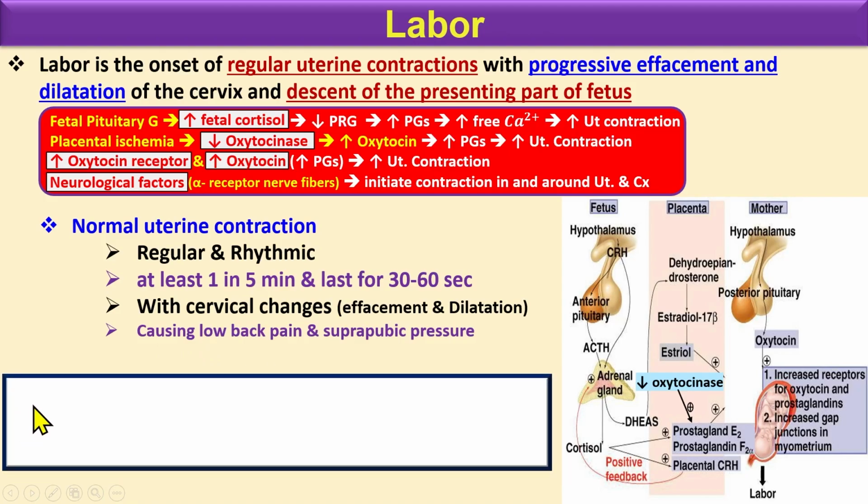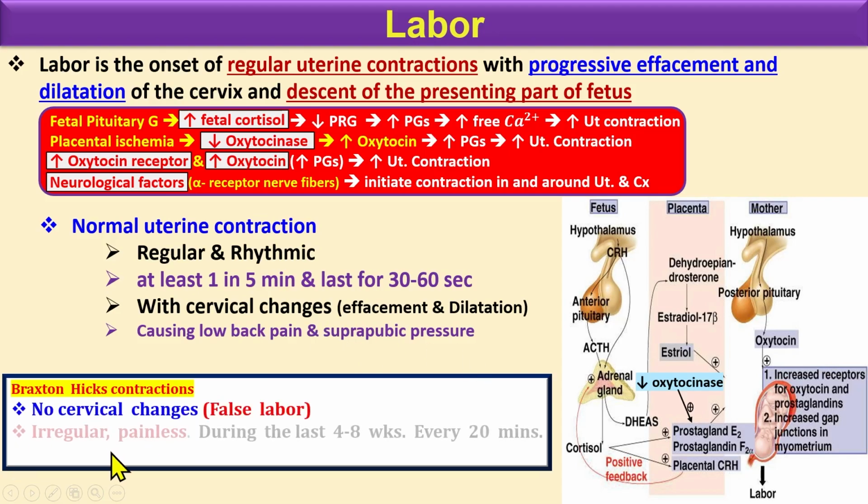Those are known as the Braxton-Hicks contractions. They actually prepare the cervix and uterus for the labor. These are not true labor, it's a false labor, because there are no cervical changes, no effacement, no dilation. They are irregular and painless. They usually occur in the last 4 to 8 weeks, and about every 20 minutes, not every 5 minutes.